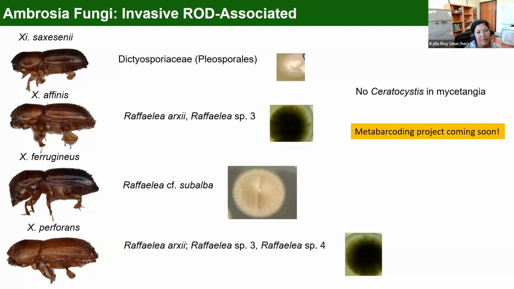But culturing is very biased as to what grows and how quickly things grow, and what media you use. And so we're actually investigating this a little bit further by conducting metabarcoding on the rod-associated ambrosia beetles, to see if maybe there will be Ceratocystis in their mycangia. This project will be led by a UC Berkeley undergrad, Alex Boren, and we'll be working on it in a couple of weeks. Pretty excited about that.